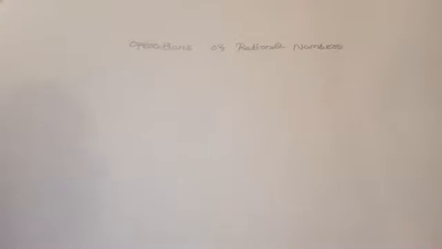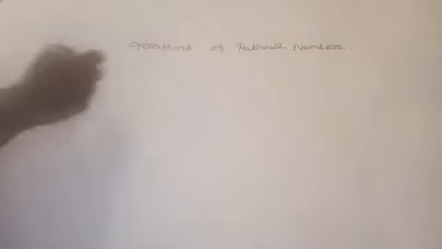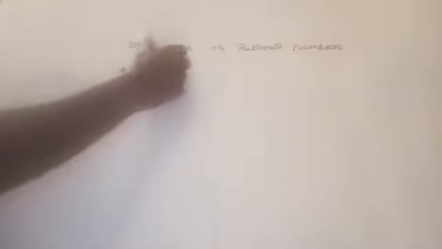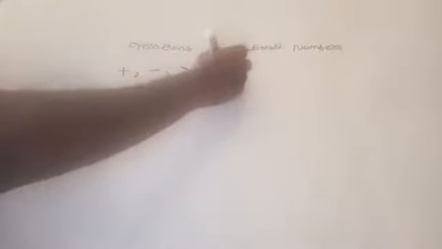Before starting exercise 9.2, we will see an introduction about operations of rational numbers. We already learned how to add two integers and how to add two fractions. We can multiply two fractions and multiply two integers. So what are the operations in mathematics? Addition, subtraction, multiplication and division.